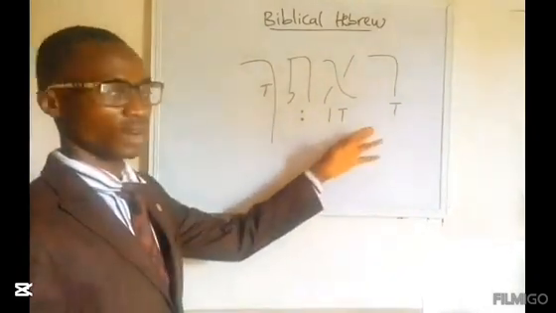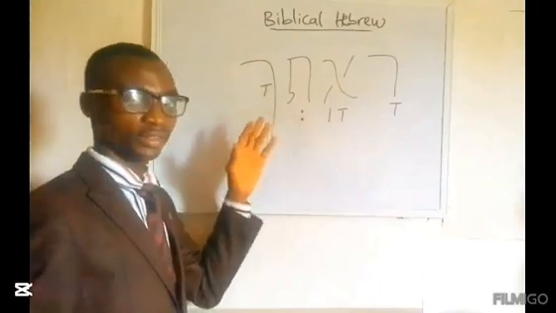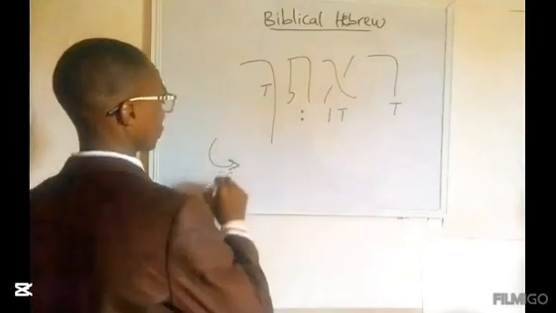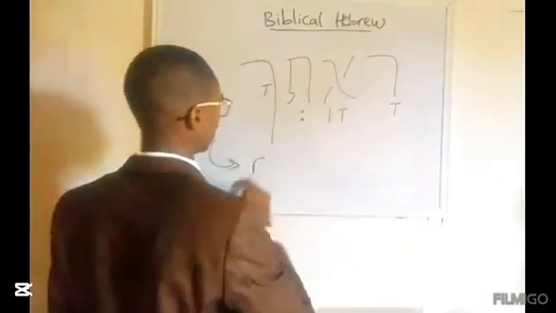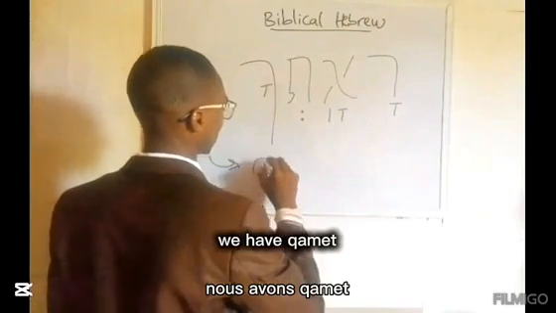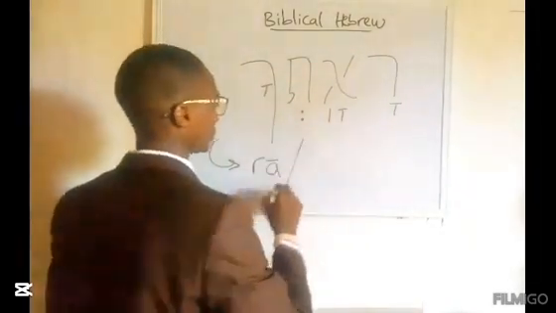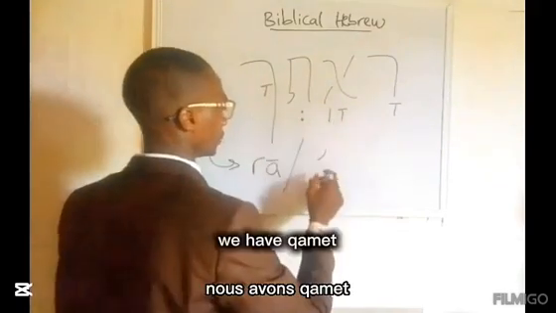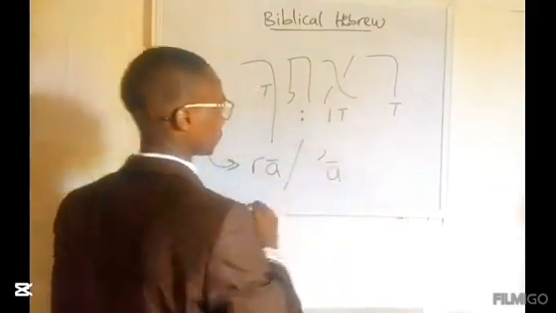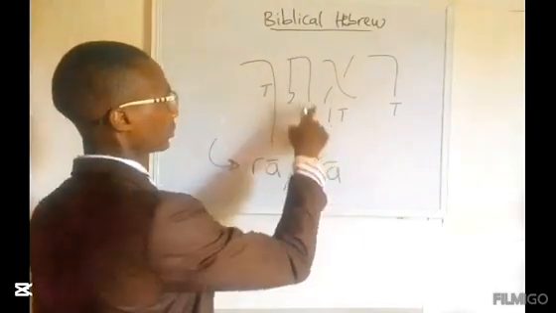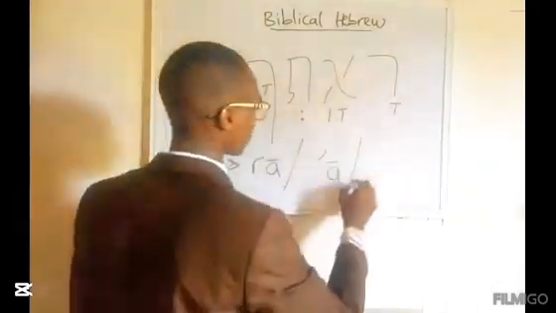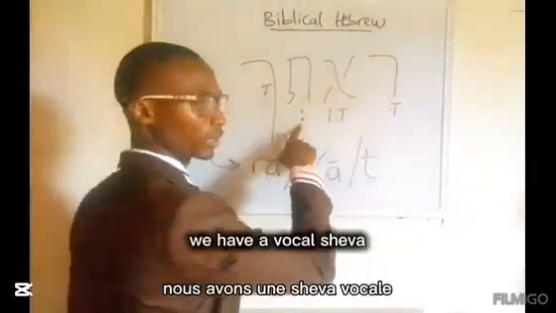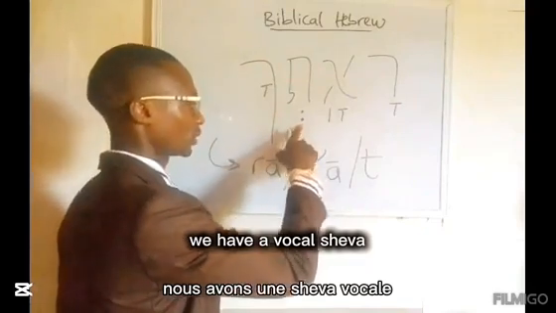We have Ra, Ha, Teka. Let's translate. We have Resh. We have Qamet. We have Aleph. We have Qamet. This Meteg. We have Tav. We have a vocal Sheva.